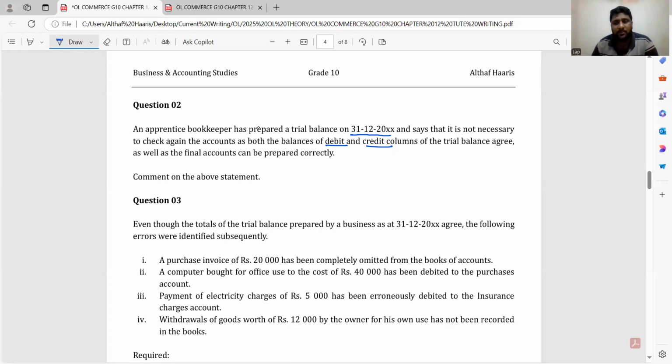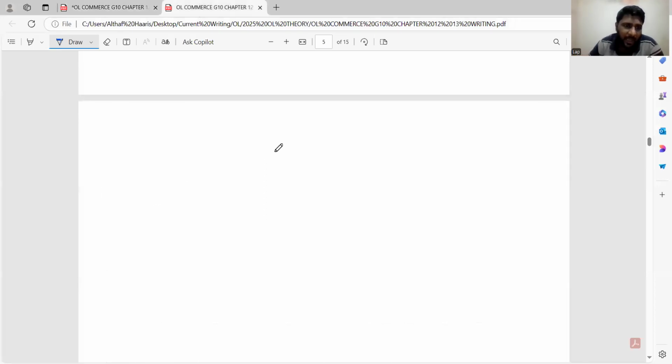We can't agree with his statement, because we learned that even if the trial balance balances, there are certain errors. There are certain errors which you will still have. Those kinds of errors will not have an impact on the agreement, that means the debit column and credit column totals will be the same. That's what we learned last week. So write the answer.